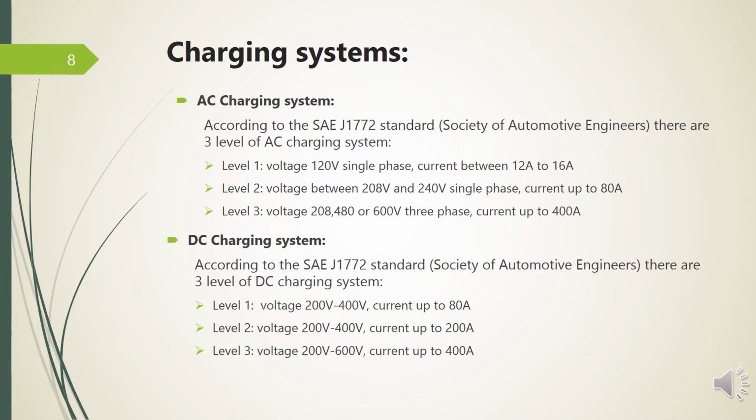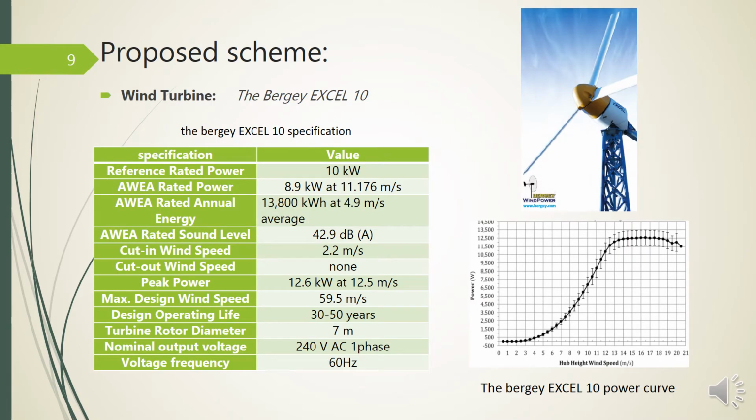charging system, each of which is divided into three levels, and each level has a different voltage and current and should provide a specific power to be proper for a charging station. So far, we have looked at the basic concepts of a charging station that we were supposed to look at first.